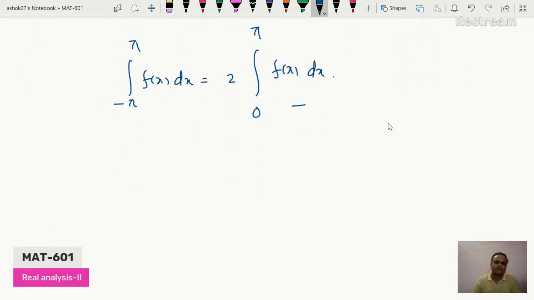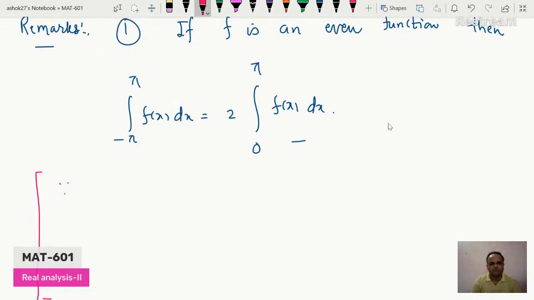So why is this remark there? In brackets I can write: since f is an even function, what is the definition of an even function? The definition of an even function is that f of minus x equals f of x. So using that, what will be this integration? Integration from minus pi to pi of f(x) dx.